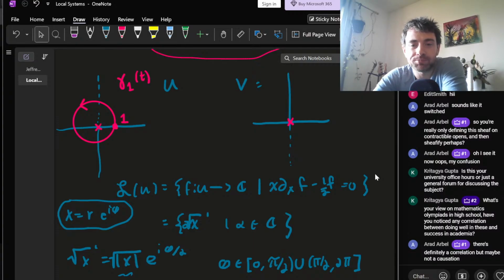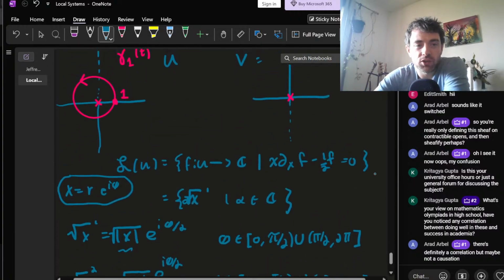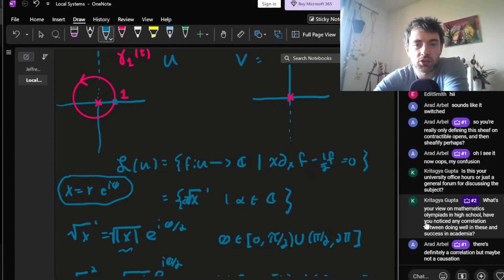Okay. So we also talked about last time, we have this isomorphism of stalks. So basically, we start at the stalk at one, right? We start at the stalk at one.